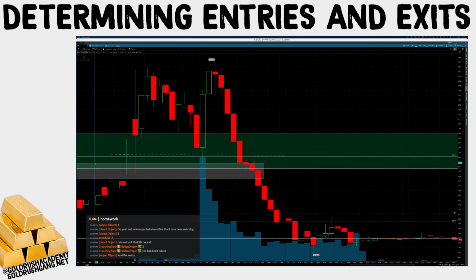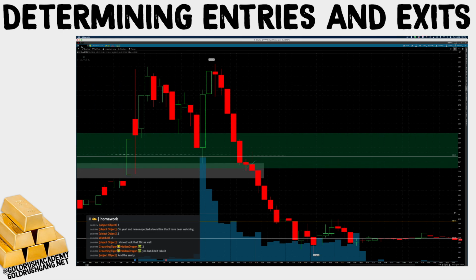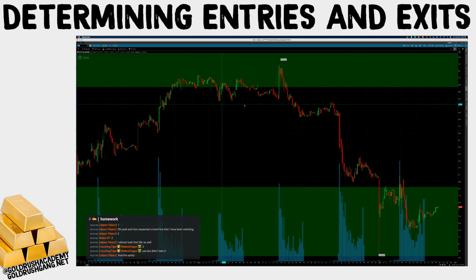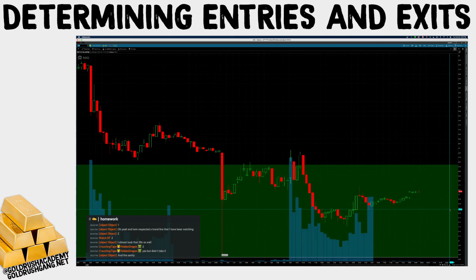Let me go to a different chart so we can see a different chart. Let's go to Neo. Neo's a good one. I didn't play Neo, but Neo has a good one. So I didn't wait for it.